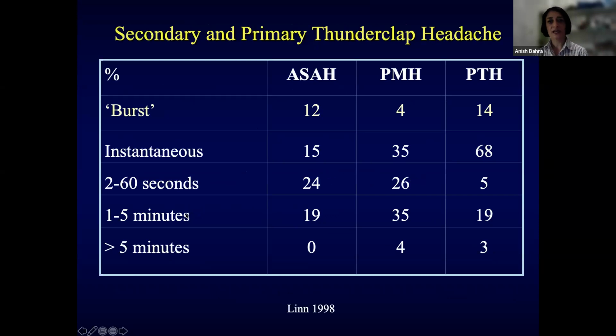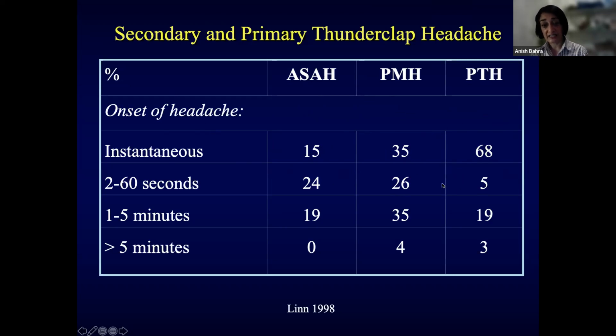So this gives you an idea about the 1 minute to the 5 minutes. So this looks at your aneurysmal subarachnoid, your perimesencephalic, and your primary thunderclap headache. So the first is a description as a burst, a sudden burst. So you can see it's not much difference across the three. If you have a look at the mode of onset, instantaneous. So primary thunderclap headache, 68%, less in those with subarachnoid. But to some extent, you really need the subarachnoid to be almost zero for this to be useful.